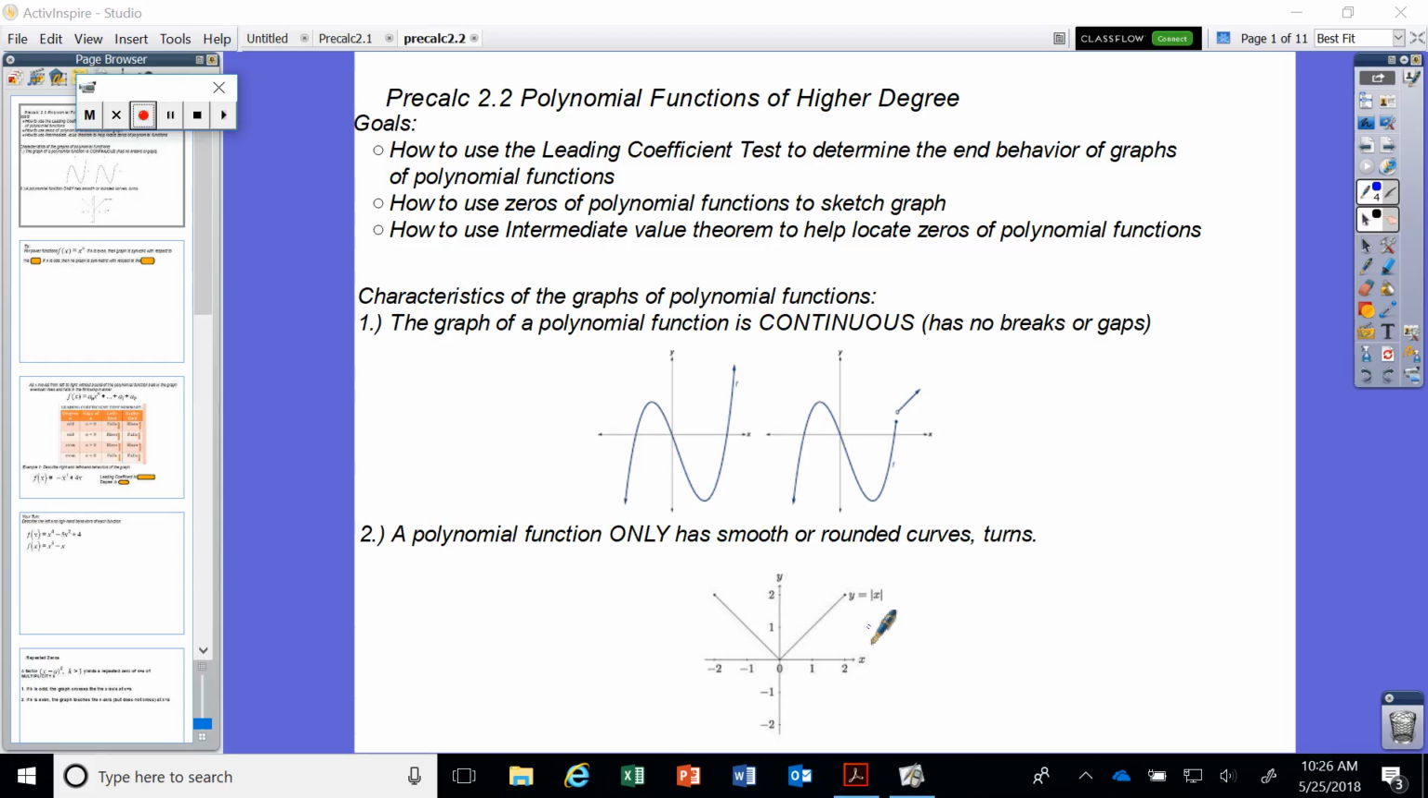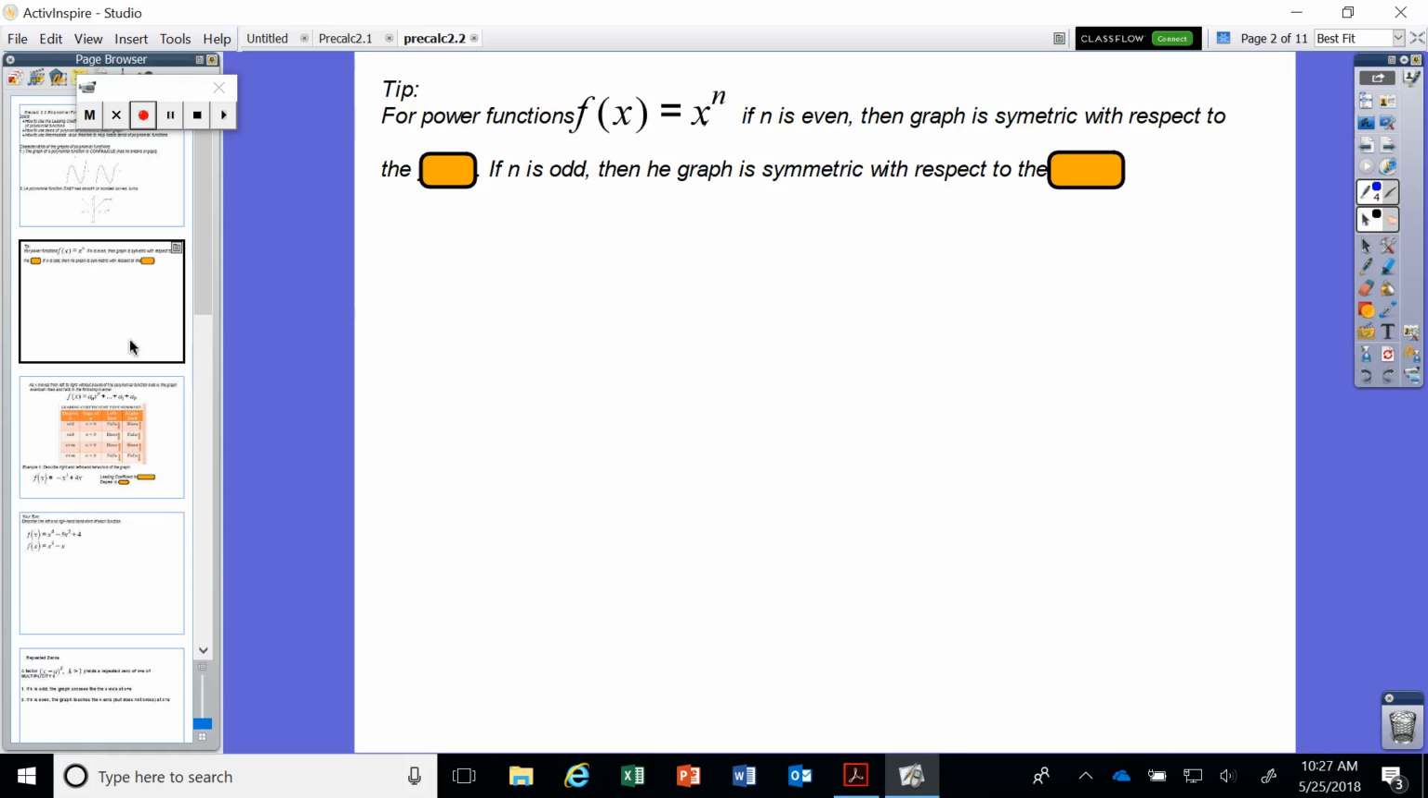So we can see a lot about what the function itself is by the curves or turns of the graph itself. Let's dive into a brief tip I have for you. It's more just food for thought. Let's think first that we have a function, we're going to call it f of x, and we're going to say that equals x to the n power, okay?